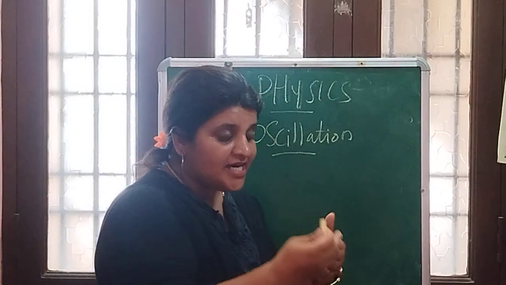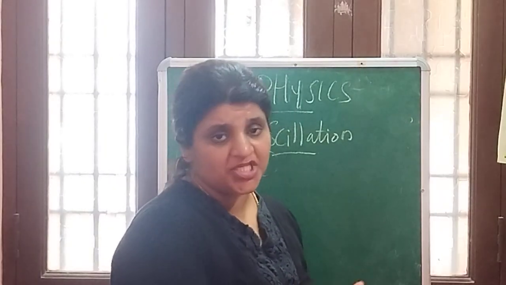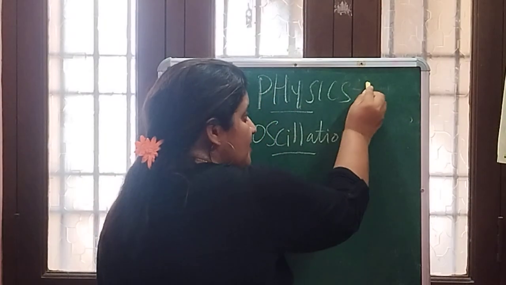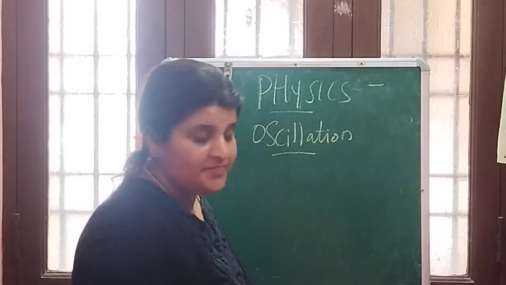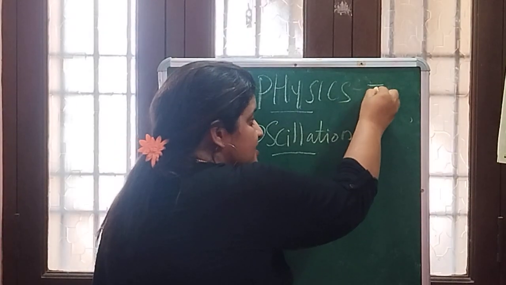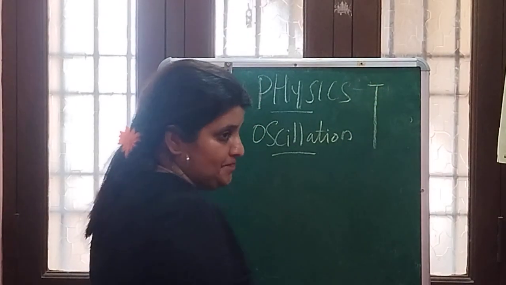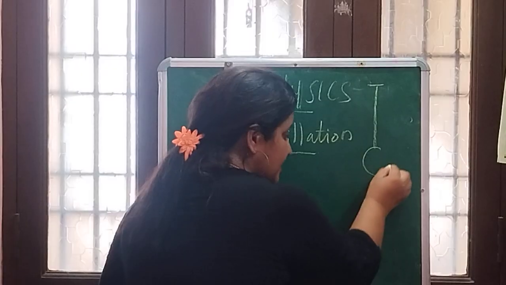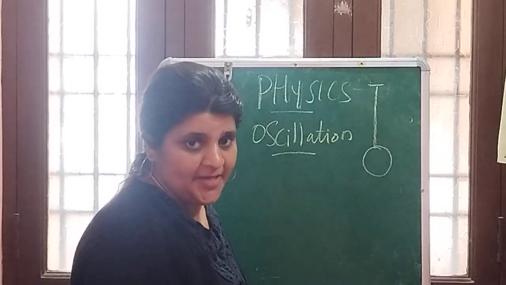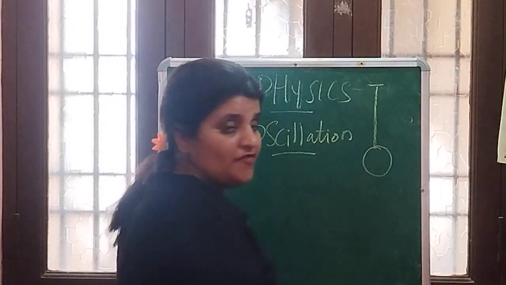If we consider a simple pendulum, what is the basic structure of a simple pendulum? A simple pendulum will have a point of suspension. From this point of suspension, there will be a string of length L. At the end of this string, there will be a bob of mass M. This is the basic structure of a simple pendulum.